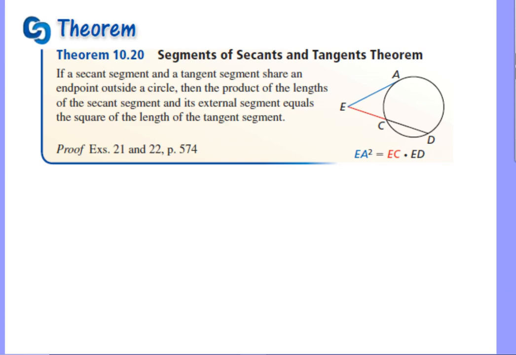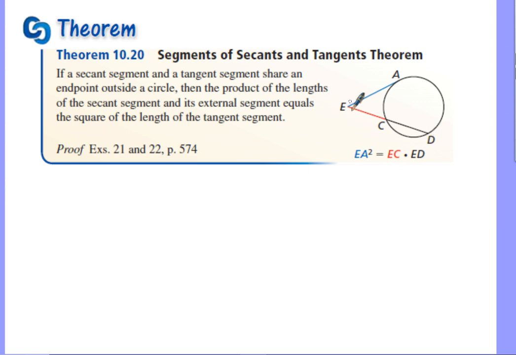The first theorem we're going to look into for today is what's called the segments of secants and tangents theorem. So again, the whole purpose of this is to see what the relationship is between the segments when a secant and a tangent intersect outside of that circle, creating this circumscribed angle E outside that circle. What ends up happening is that we see a relationship in which the tangent squared will equal the external segment of the secant times the entire secant.